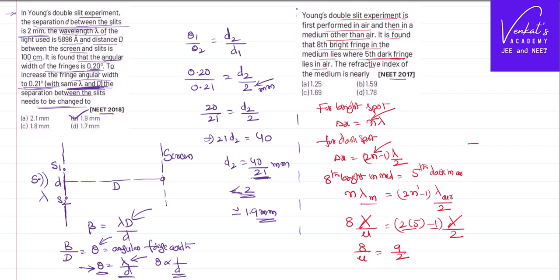That implies the refractive index is 16 by 9. So 9 ones are 9 and 7 is there. 9 sevens are 63 onwards. So it's close to 1.78. That's how we solve this problem. Thank you for watching.